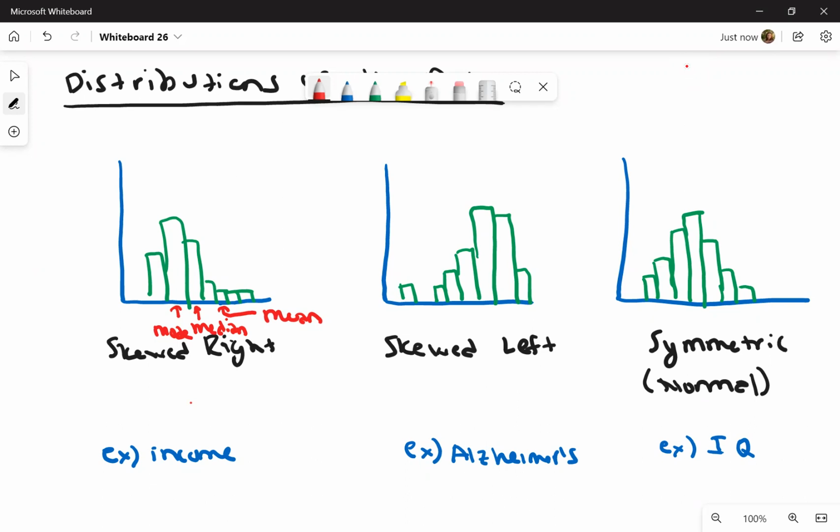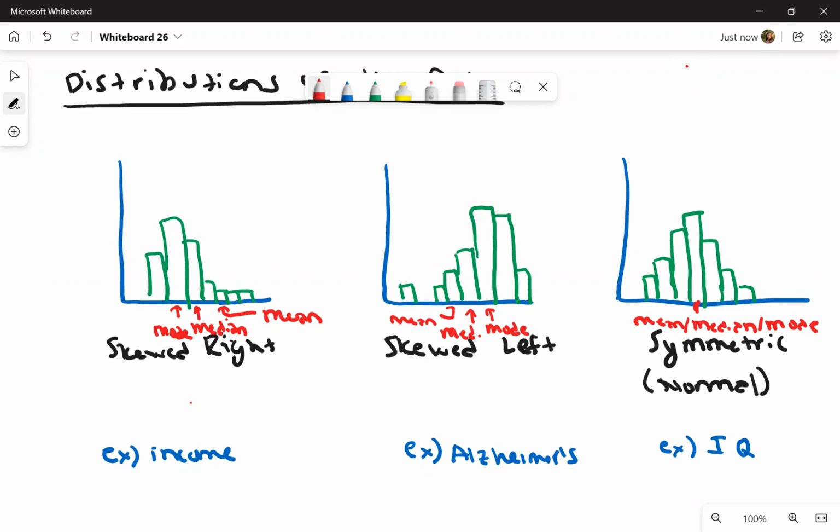So with skewed left, it works the exact opposite. The mean is over here somewhere. Here's the mode. And the median might be very close to the mode. Here, I'm going to abbreviate it MED just because of space. So there's the median in there. With symmetric data, the mean, median, and mode are all in the center. They're all in the center, very close to each other. So when we're looking at data that's symmetric or normal, we end up having the mean, median, and mode really close in value.